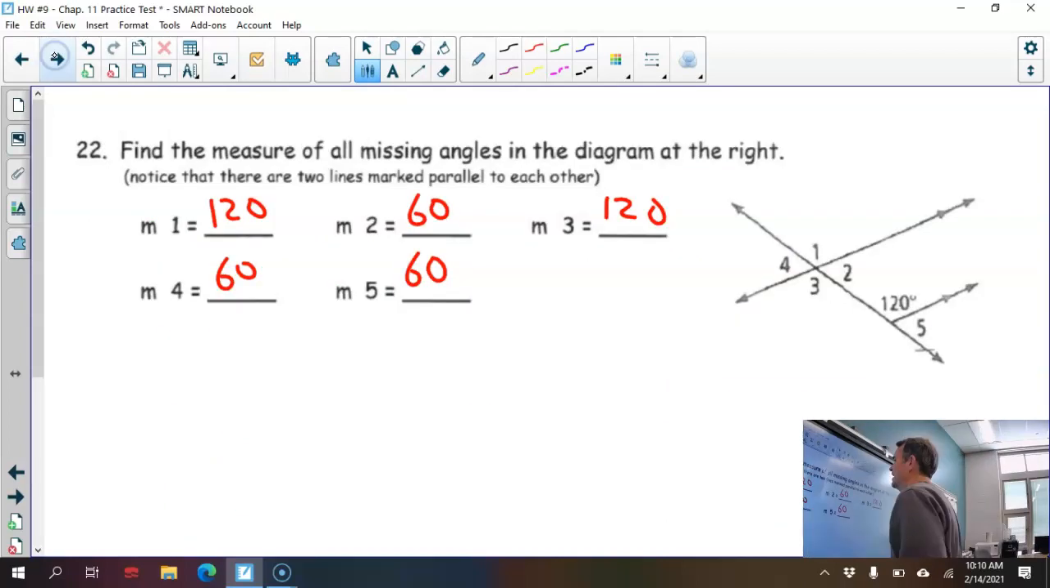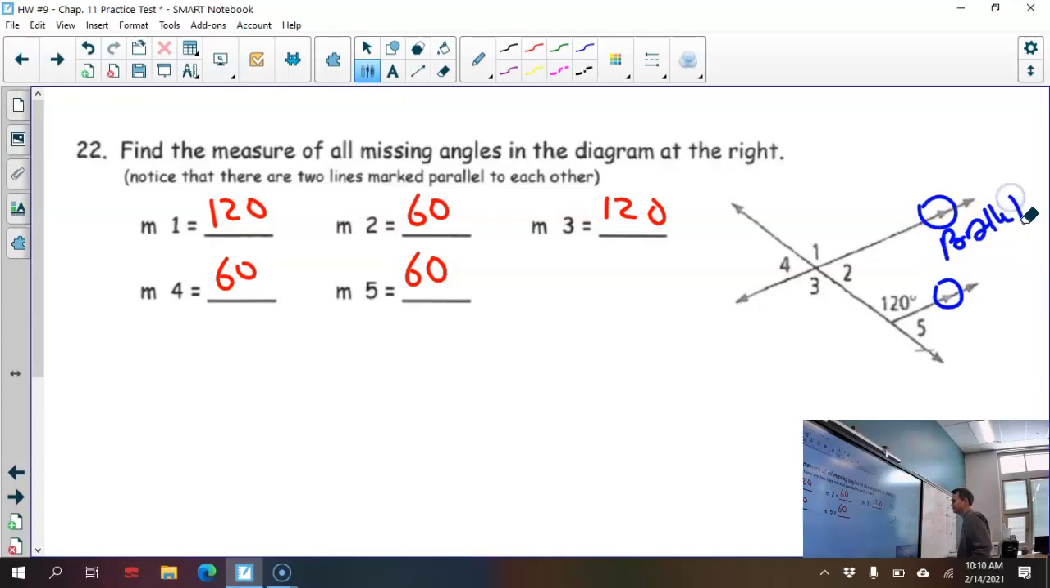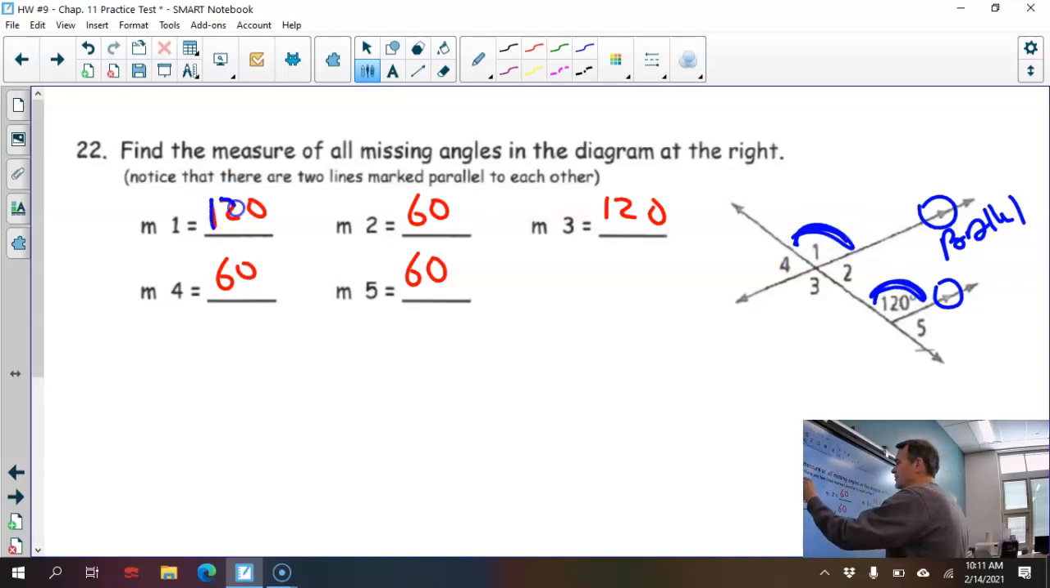All right. That brings us to the last problem. In the last problem, you want to notice these little guys. These little guys mean parallel. So I guess the first angle I will get is angle 1. I know that if this is 120, that angle 1 and the 120 angle are corresponding angles. And so they are equal. So that's why angle 1 is 120.